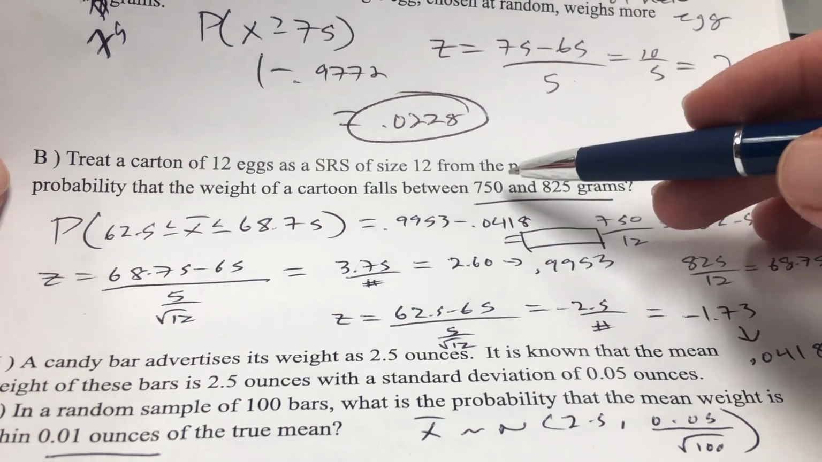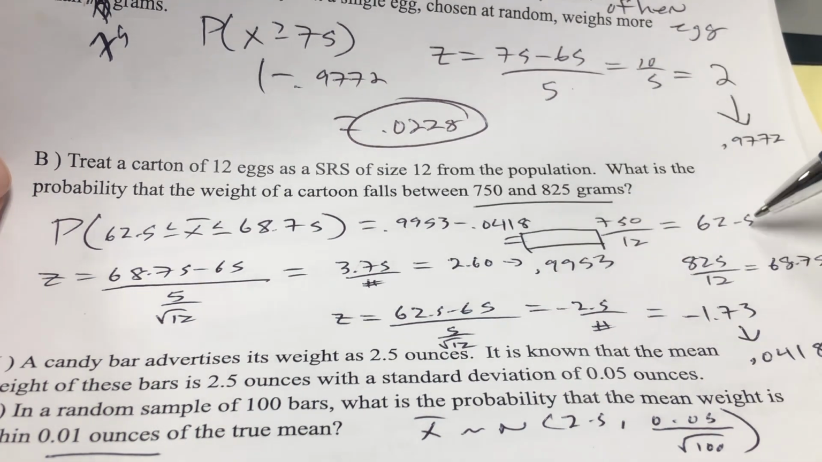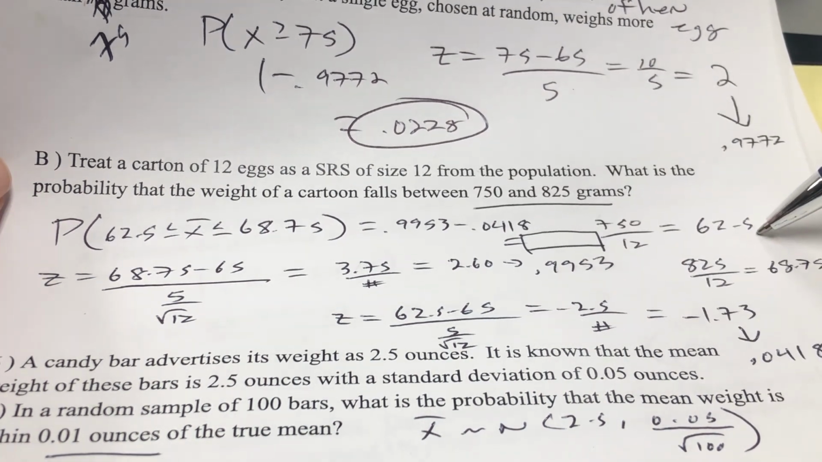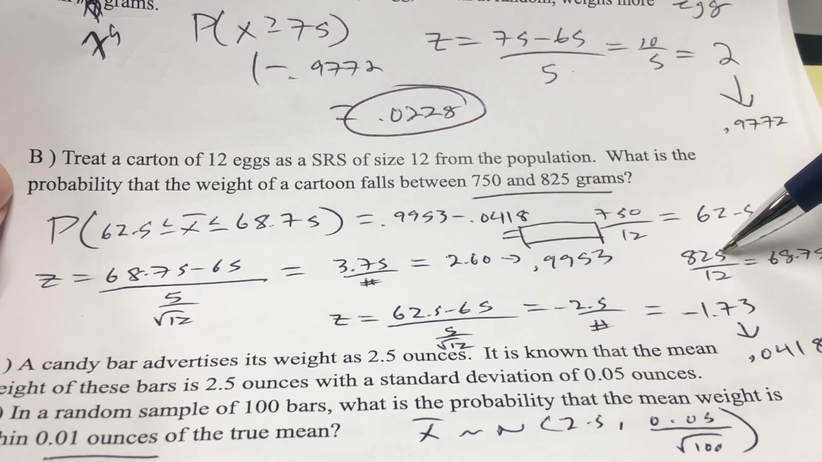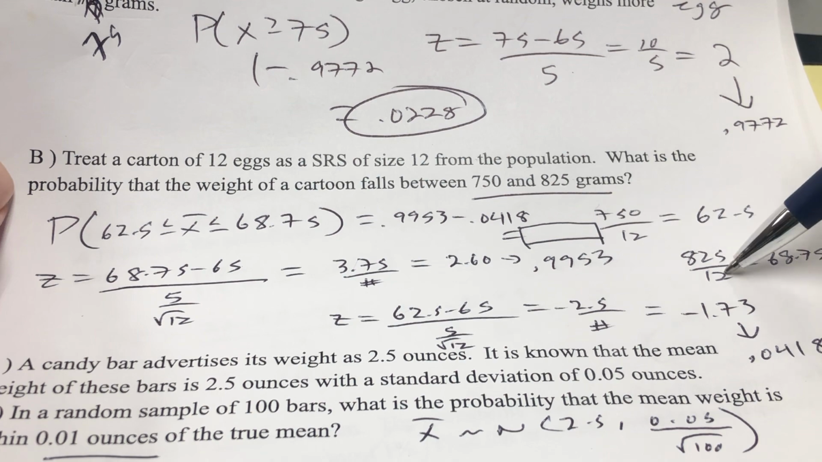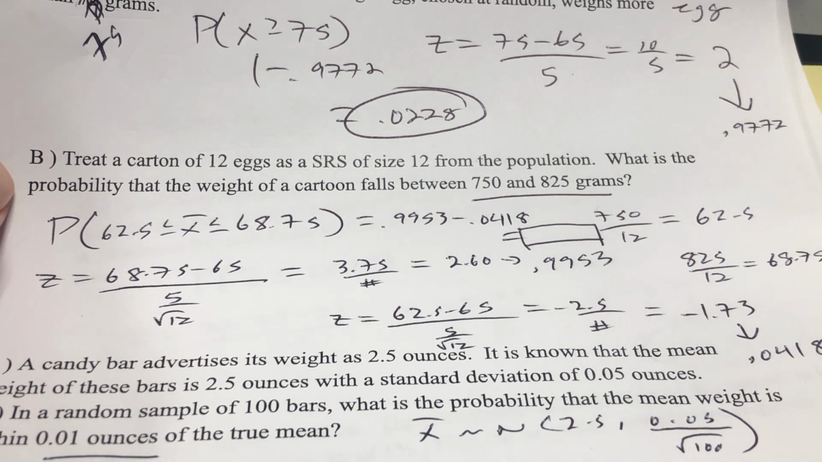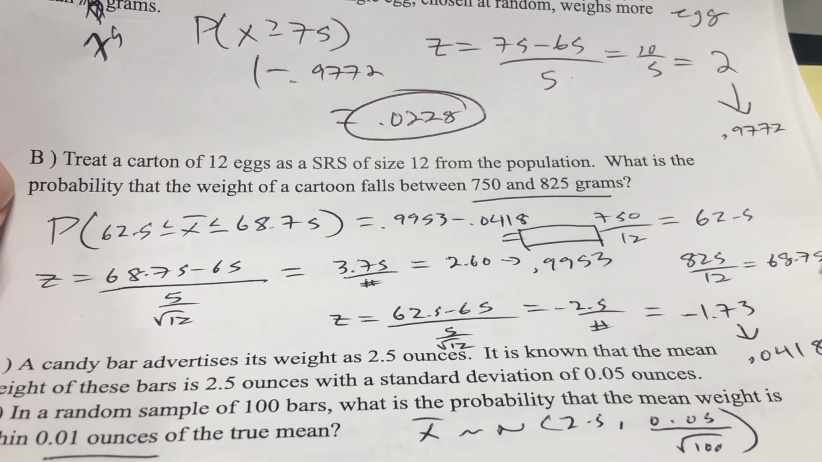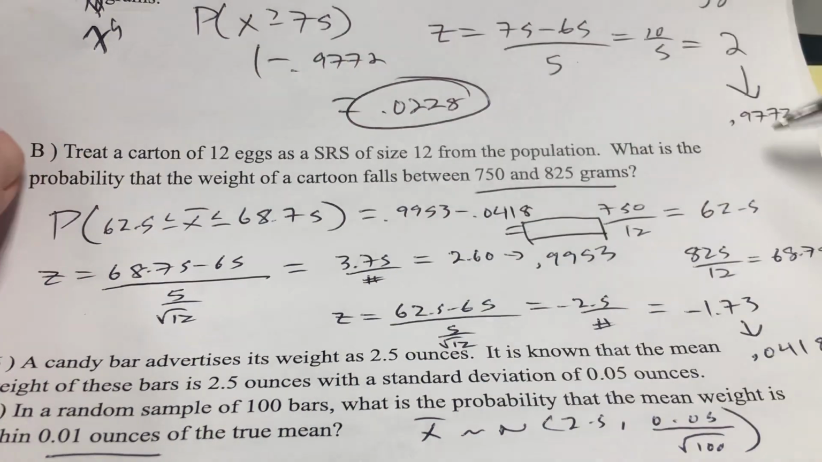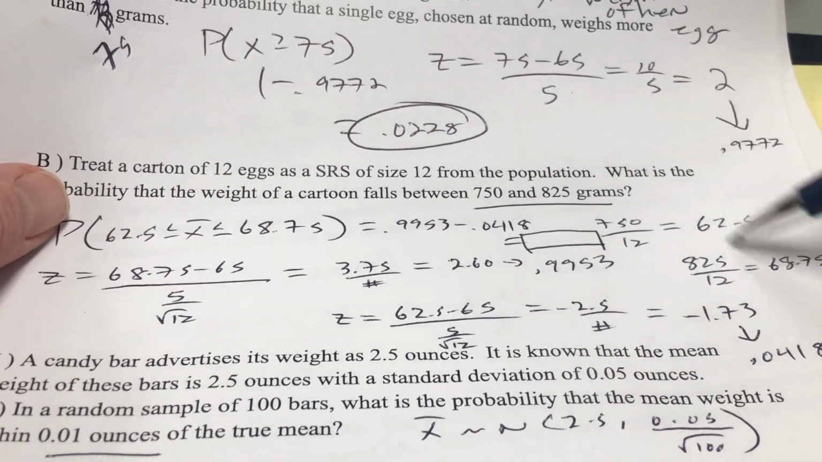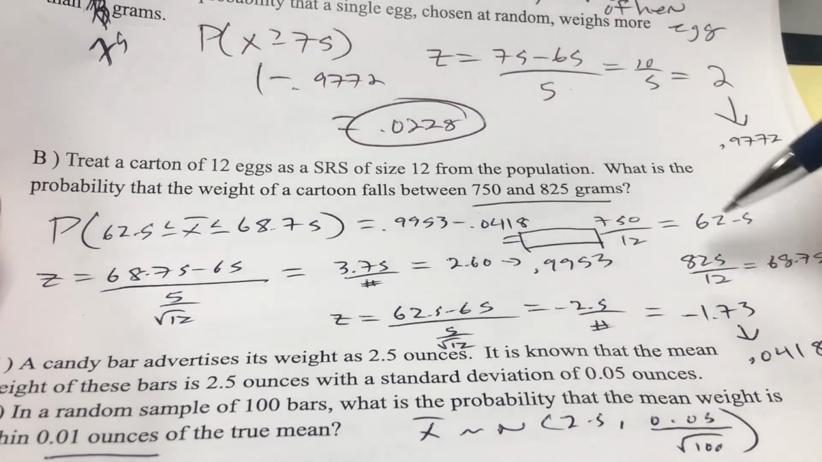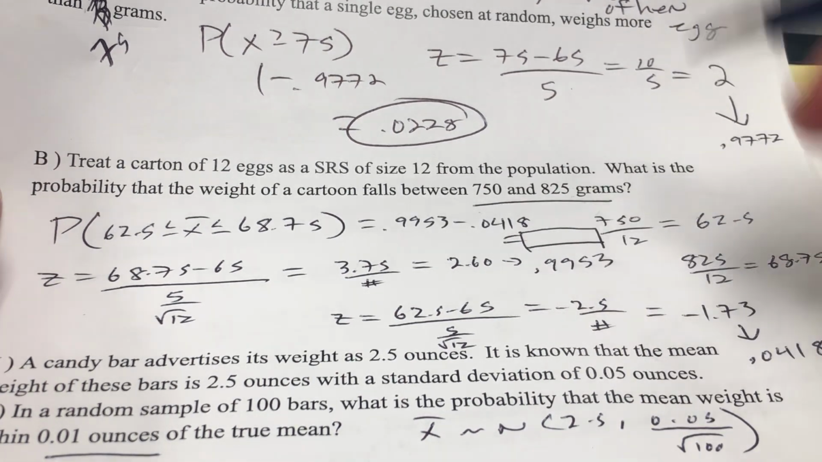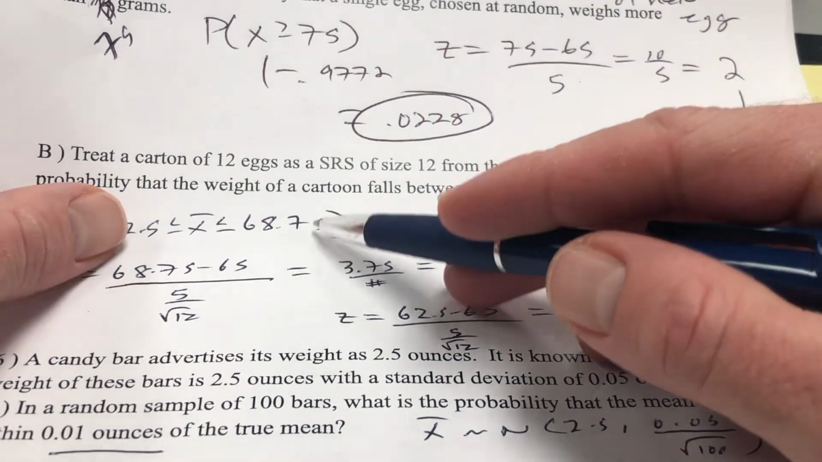Okay, so 750 divided by 12 means X bar, the mean, would be 62.5 as the lower bound. 825 divided by 12 is 68.75. So a little on the light side, a little on the heavier side. This makes much more sense now. You're going to have several questions where you have a total, but you've got to divide it by 12 to put this in terms of the mean, and find the probability that the mean is between those two values.